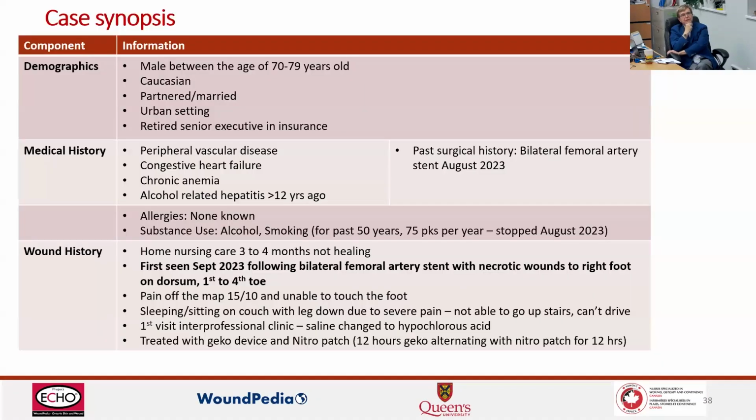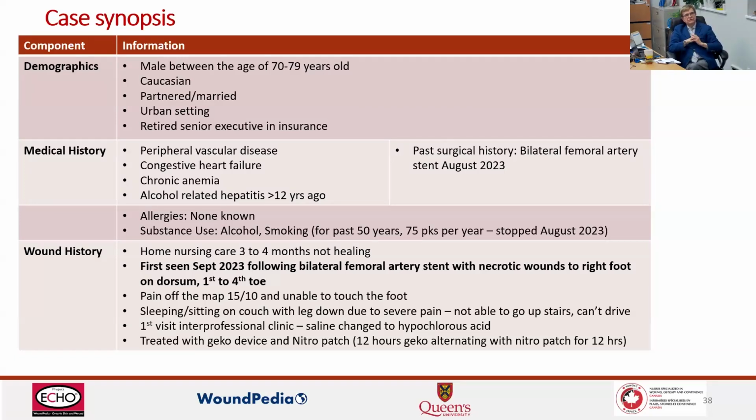Next one. He's a male between 70 and 79, Caucasian, partnered and married, urban setting, retired senior executive in insurance, with peripheral vascular disease, congestive failure, chronic anemia, alcohol-related hepatitis. He quit drinking 12 years ago. Past surgical history of bilateral femoral artery stent in August of 2023. And you get a reperfusion injury after this. No allergies and no alcohol.